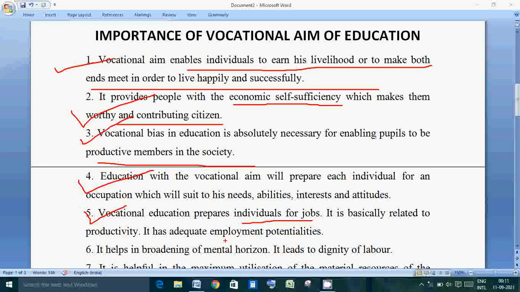Understood my point? Now the sixth point regarding the importance of the vocational aim of education is that it helps in broadening of mental horizon. It leads to dignity of labor. When you choose a vocation and work on it with dedication, you will get the dignity of labor.